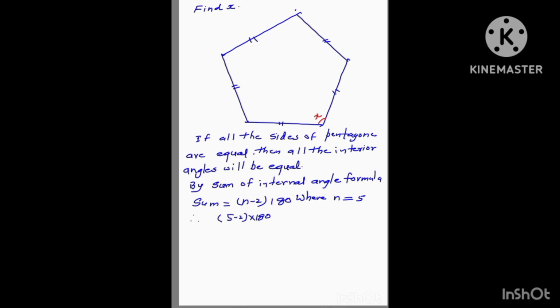So we solve it. 5 minus 2 into 180 is 3 into 180, which is 540. So the interior angle sum is 540 and all angles are equal. There are 5 angles. Very simple. That means 5x equals 540. So x equals 540 divided by 5, I think it is 108. 108, that's the answer. Always write a unit, in this case degree, for angles.